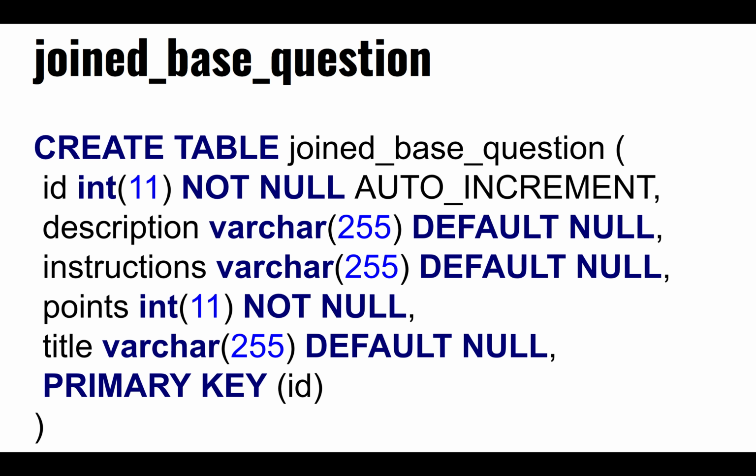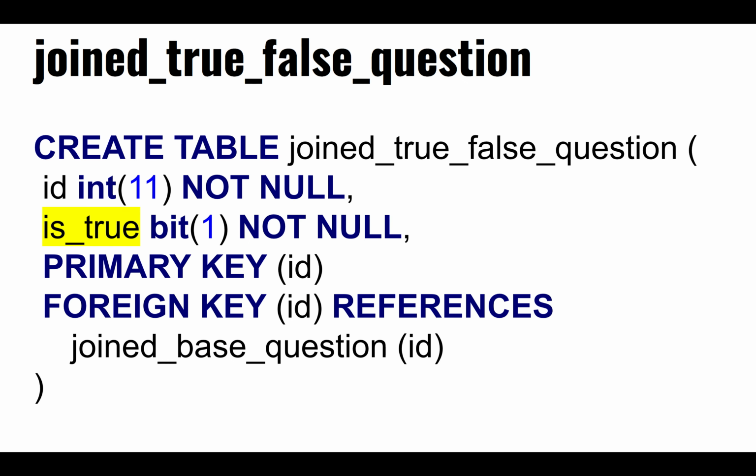But the other two tables, where we have the true false: notice that I don't have the fields that are common to all questions. The base question has those. I only have the ones that are specific to me. Only the is true lives here. But notice that I also have a foreign key that is going to refer to the primary key of my parent, where the description, the title, and the points live.